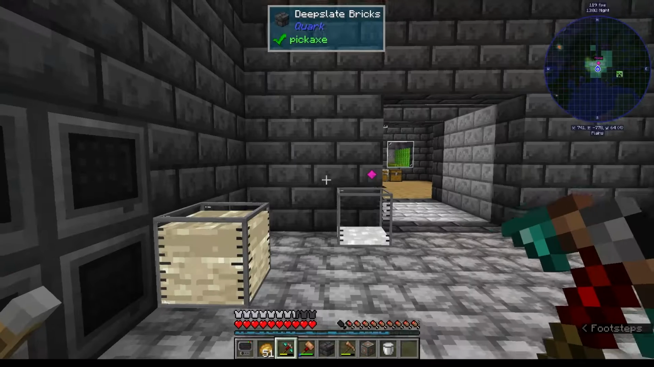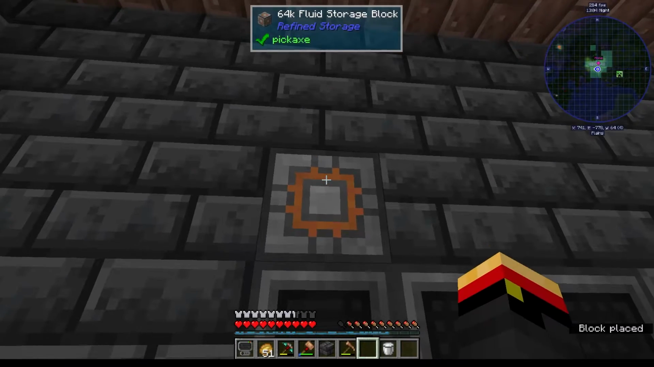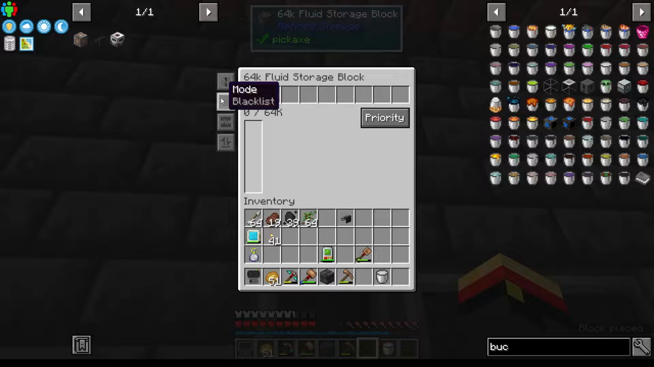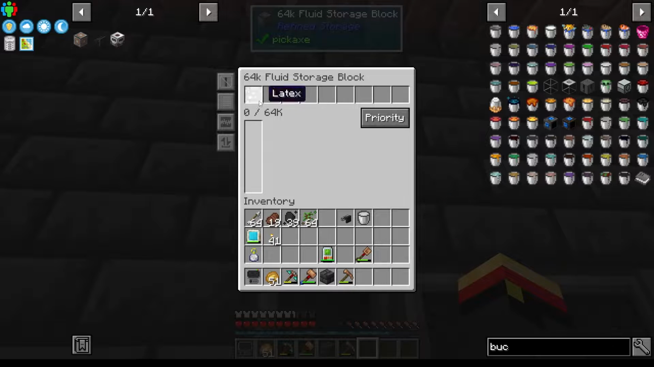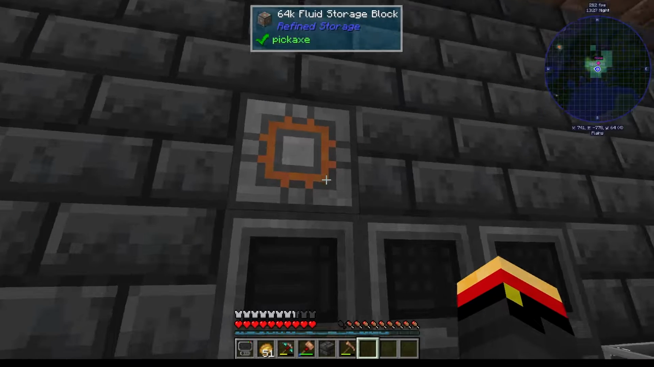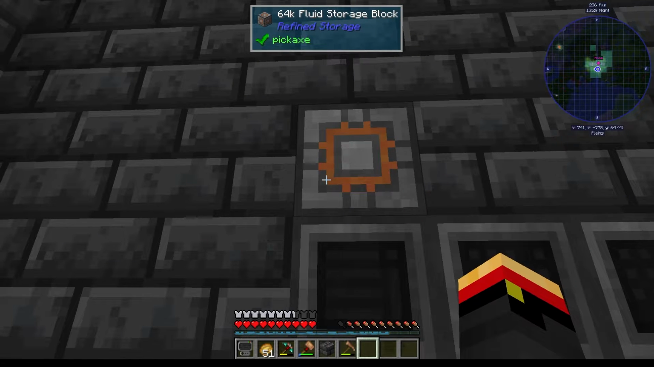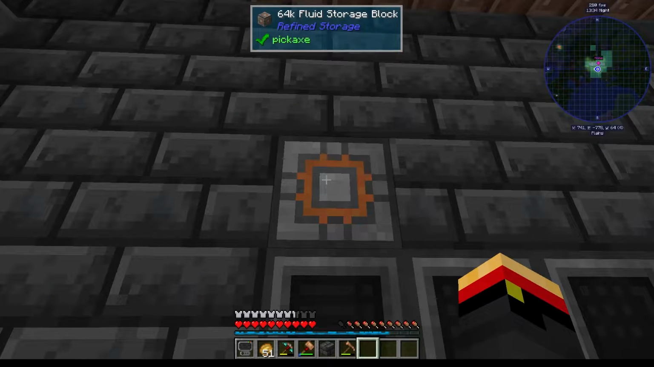So let's start by putting the block there, because these blocks start out being empty and blacklisting nothing. So basically, if you're importing fluid from anywhere else, it would just go into this block by default. I really hate that that's an option, but the only way I can think of to fix it right now is to turn the system off, filter it, and then turn it back on.